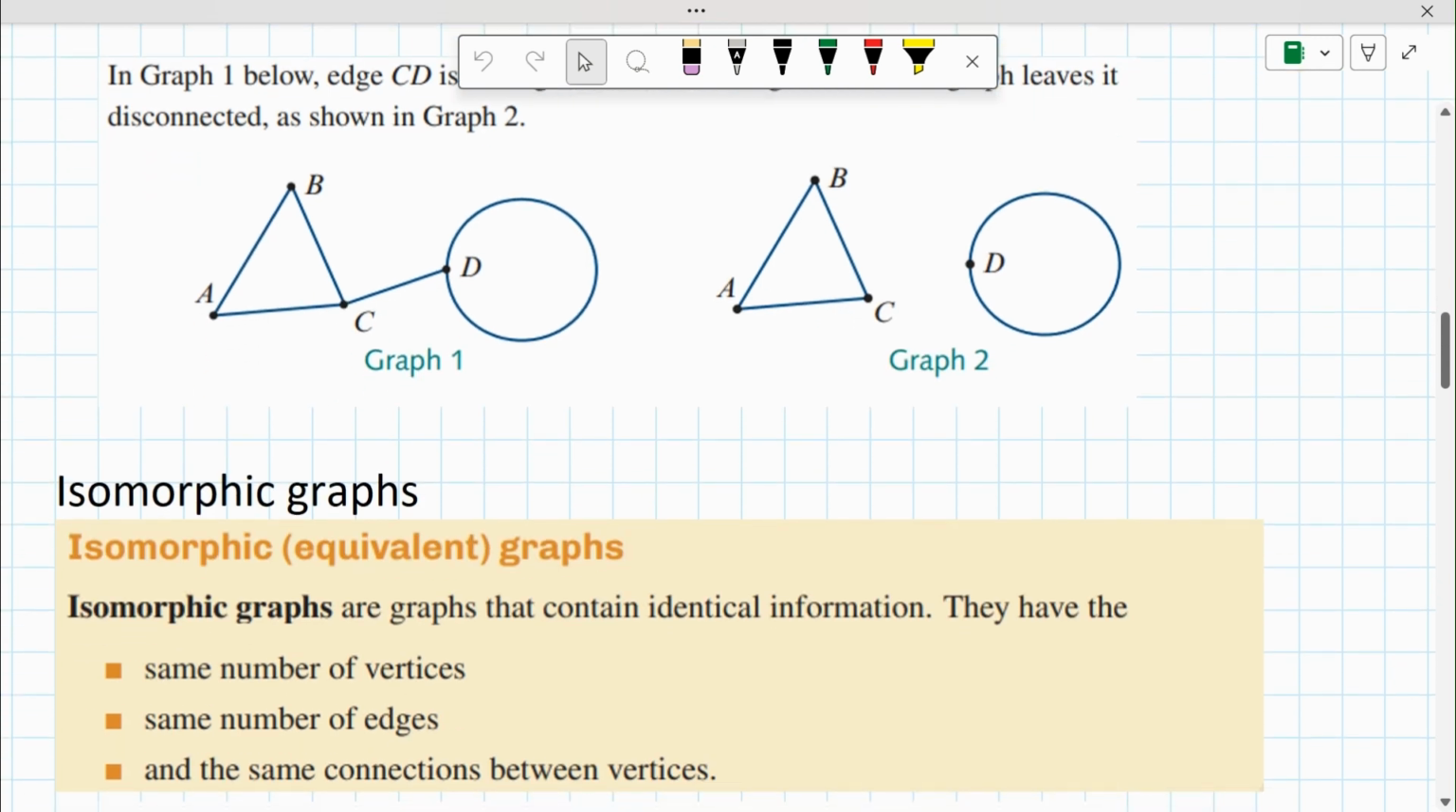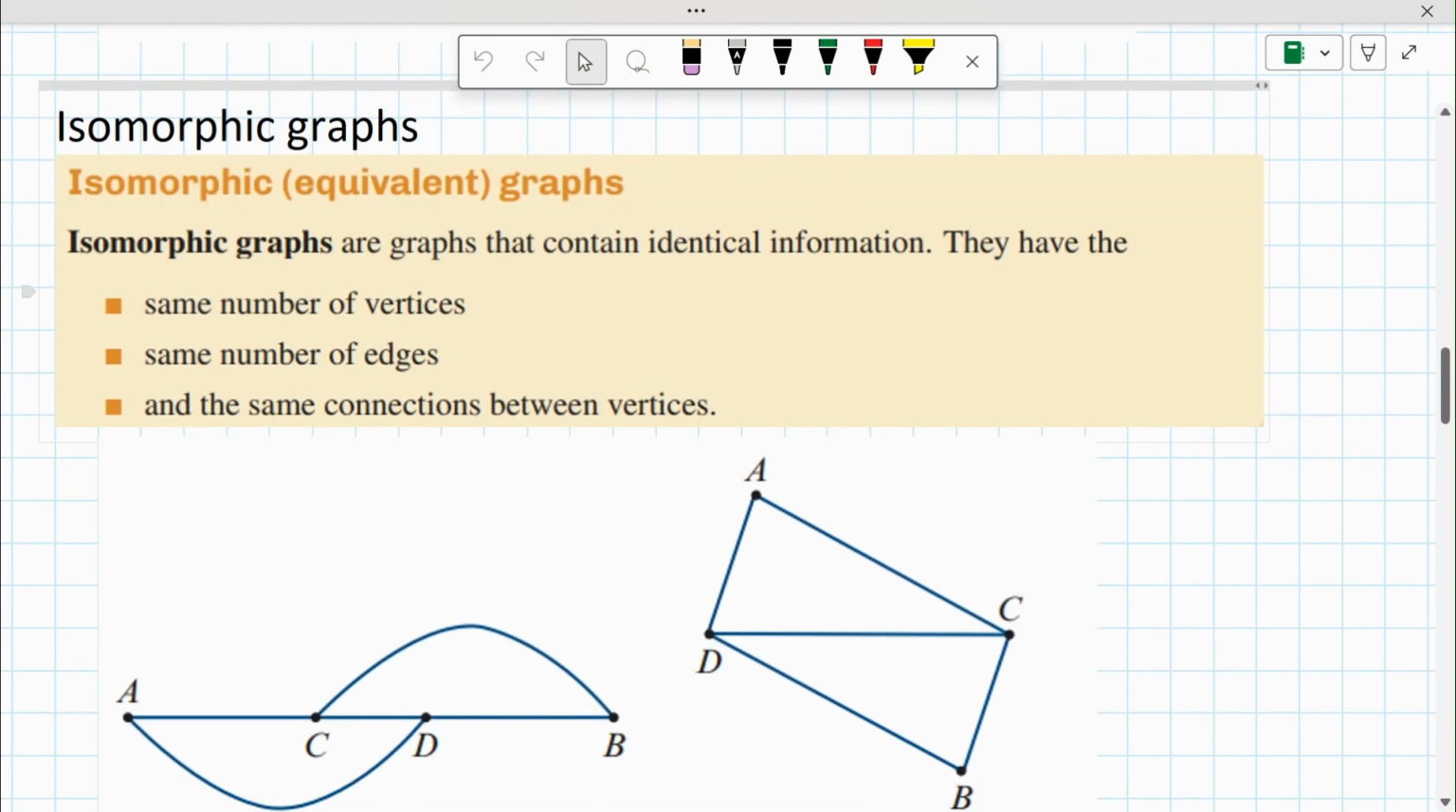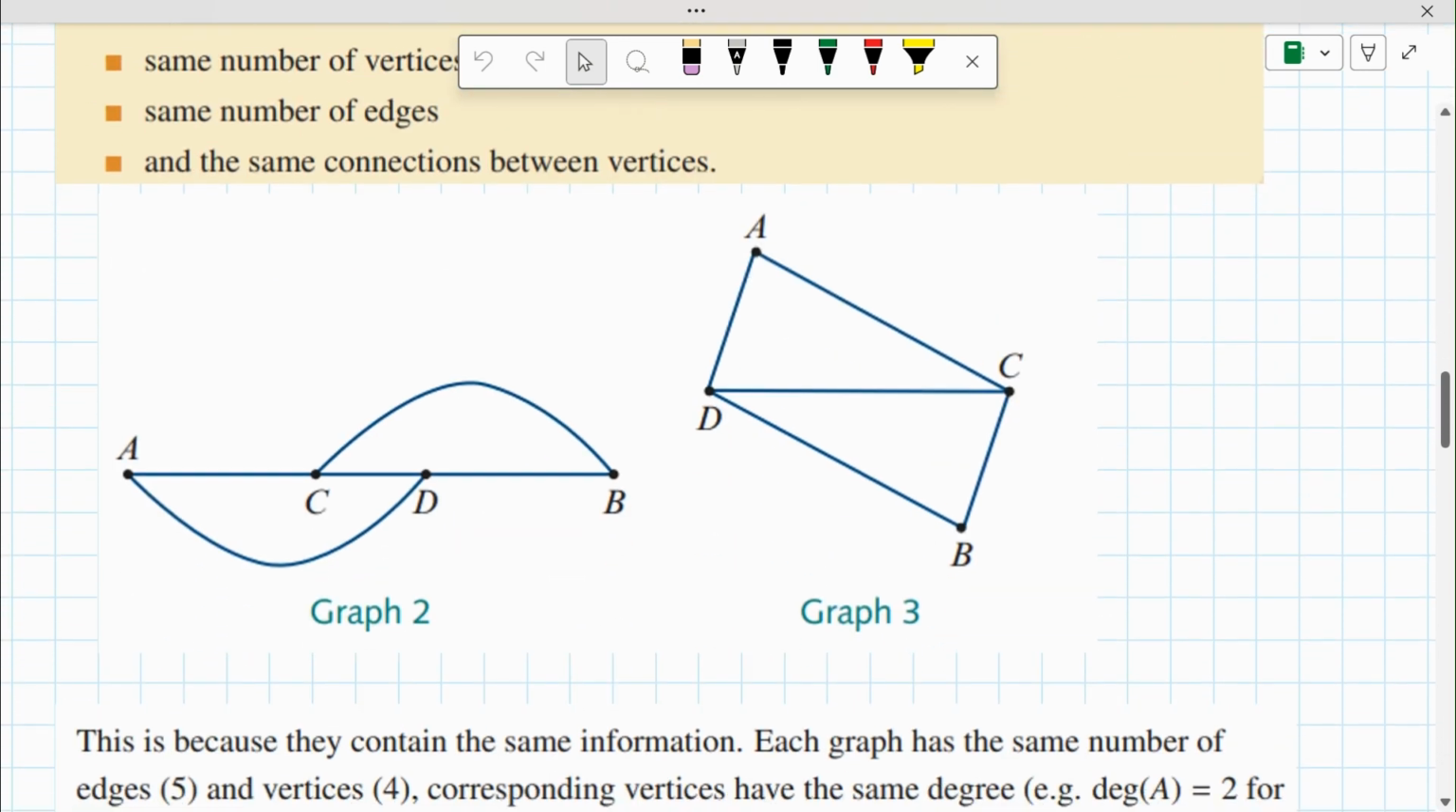Now, isomorphic graphs, which we can also call equivalent graphs, have identical information. That is, the same number of vertices, the same number of edges, and the same connections between vertices. So we can say it's kind of like a symmetric graph. Graphs 2 and 3 here look like they are equivalent graphs, which means they have the same edges, the same connections, and the same vertices.